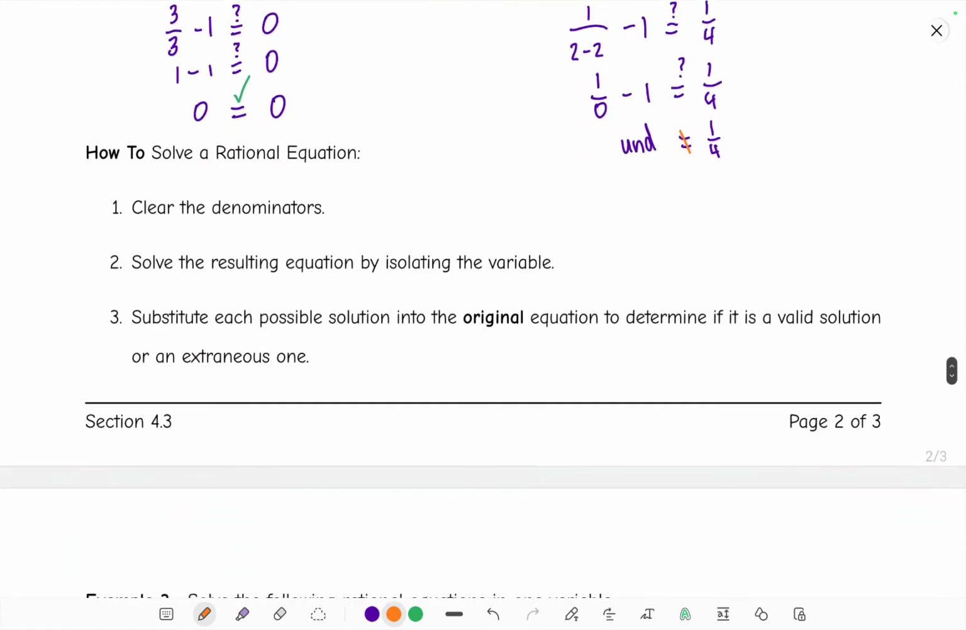How to solve a rational equation. Clear the denominators. Solve the resulting equation by isolating the variable. Substitute each possible solution into the original equation to determine if it is a valid solution or an extraneous one.